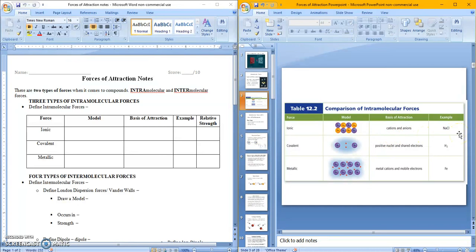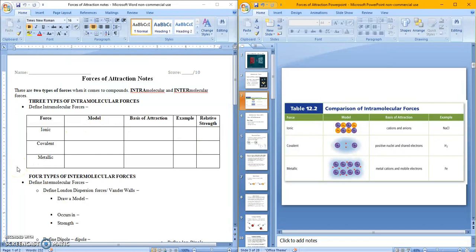The examples they have in the book are salt, NaCl, hydrogen, which is hydrogen gas, and iron, which is a very common metal. So, did you get the strengths right? Ionic and metallic should be about the same strength. They both have very high melting points and boiling points. They are very strong due to their lattice structures. And so it really just depends upon the sample who would be strongest. But covalent is definitely the weakest, with low melting points, low boiling points, and they're very easy to get into another phase. So that's it for intramolecular forces.